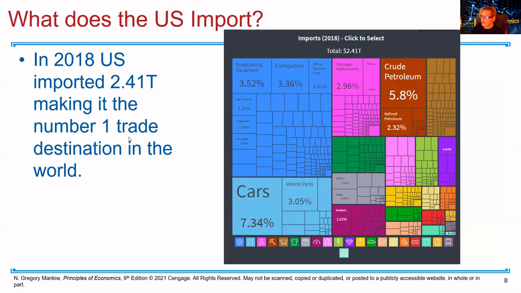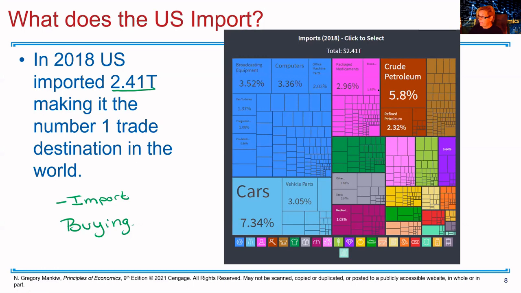Okay, so what does the U.S. import? Remember, imports are a negative to GDP, because these are things that we're buying from other countries. When we talk about what we buy from other countries, in 2018, that same year, it was 2.41 trillion. So notice that we import more than we export, which means we have a trade deficit. We'll talk about that in just a moment.